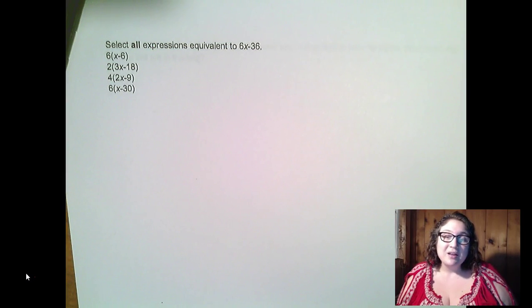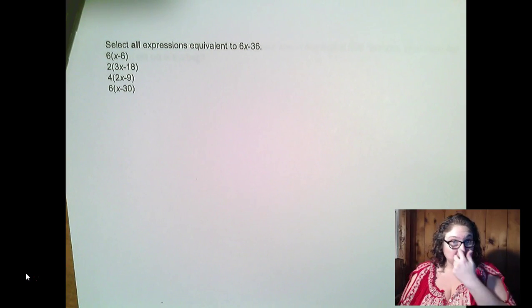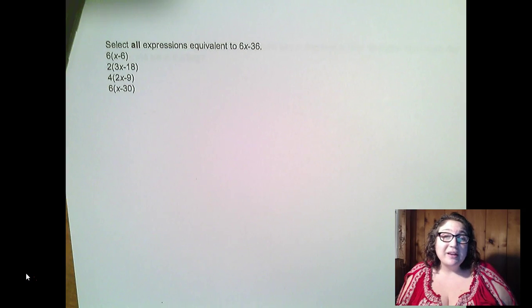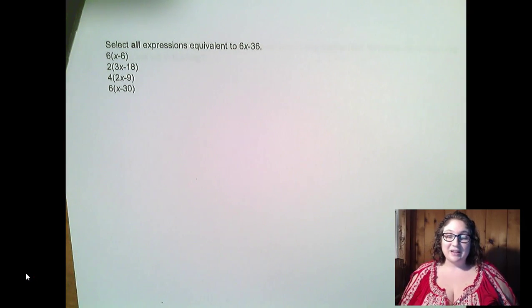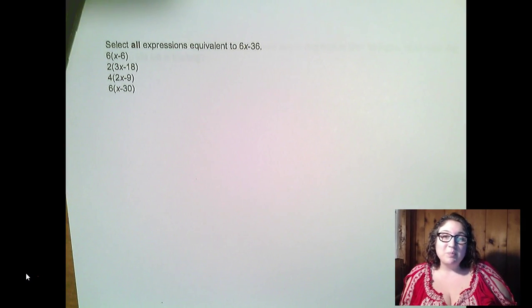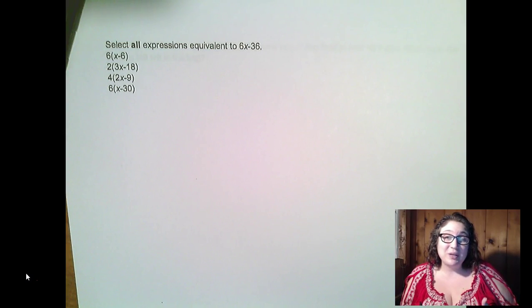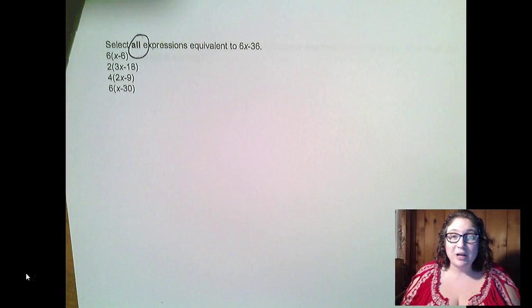It's very similar to SBAC. So we're going to read it first and then go through the different steps. So let's go. Select all expressions equivalent to 6x minus 36. When I do SBAC questions, I read it the first time, take a break, and then read it the second time and make any annotations that I need to make. So here again, it wants us to select all the expressions.